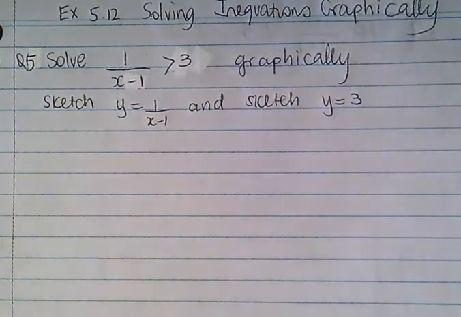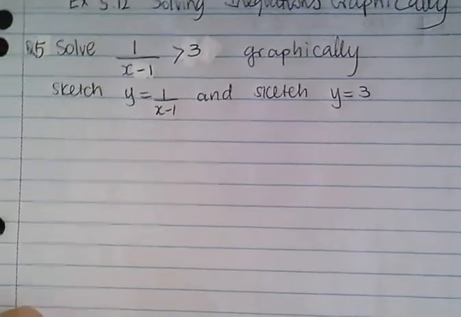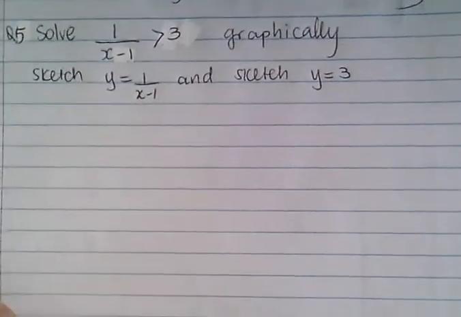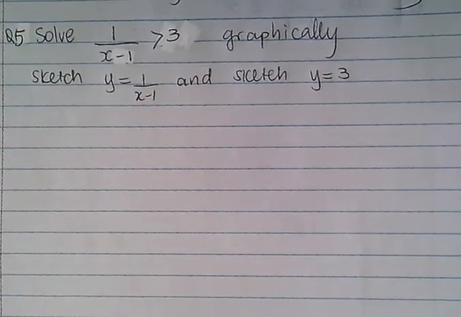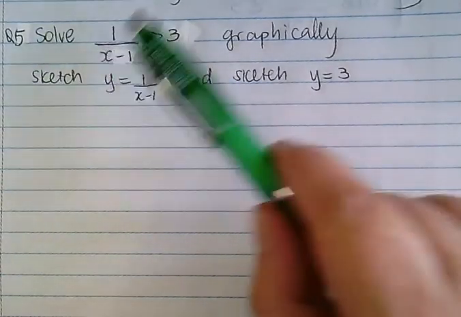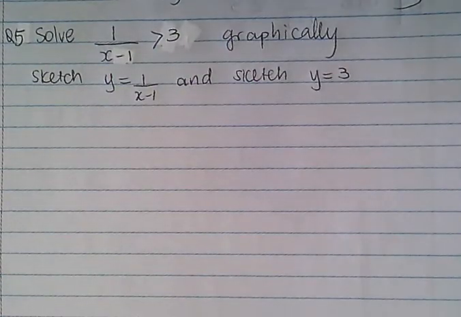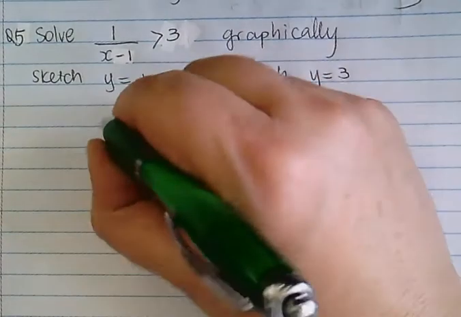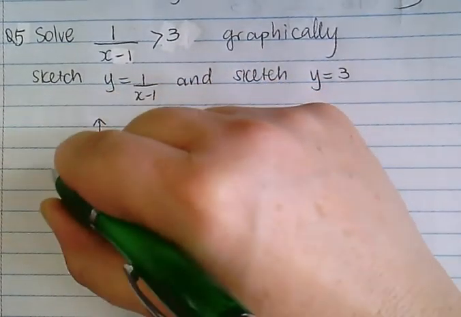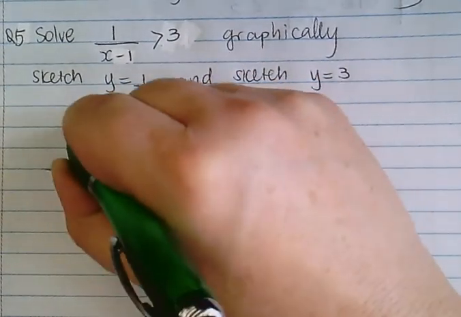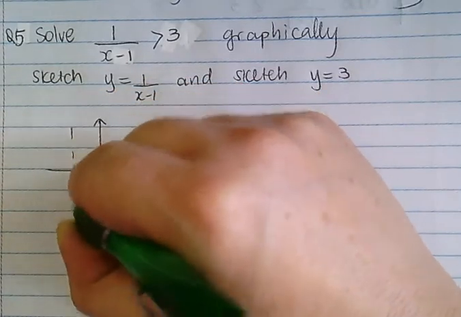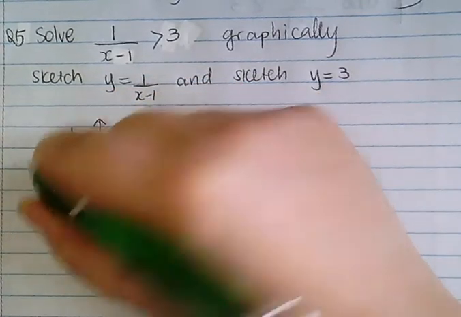So to solve this graphically, you sketch the left-hand function and the right-hand function, or relation, or whatever they are. And then we need to see the points of intersection, and then we need to see where the curve on the left is higher up than the curve on the right. Okay? So let's have a quick sketch, because then algebraically we will find the points of intersection.